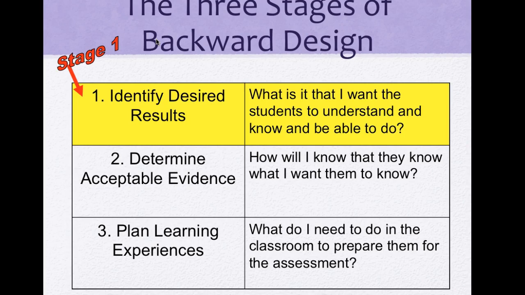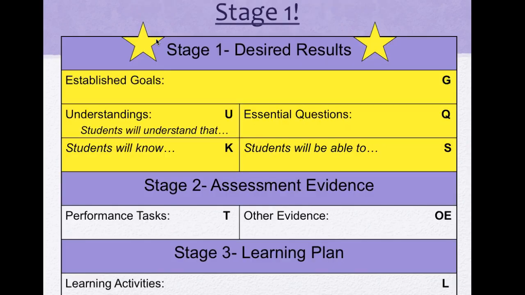So we're still in Stage 1. We're still identifying desired results. What is it that I want the students to understand, know, and be able to do? You have established your goals, and you've created your objectives: students will know, and students will be able to do, by the time they're done. And they're related. Now we're going to move to the enduring understandings and essential questions.